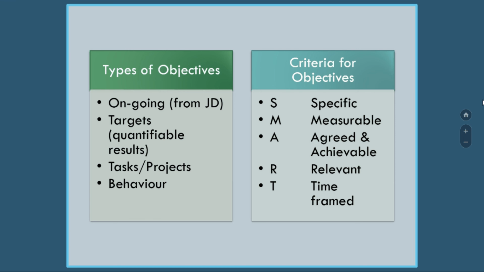So what then do we use? How do we set objectives for any of these types of objectives? This is where the SMART criteria comes in. Specific, of course, meaning that the objective must be clear and understandable. The objectives must be measurable in terms of quantity, quality, money, time, any of these things or a combination of them.